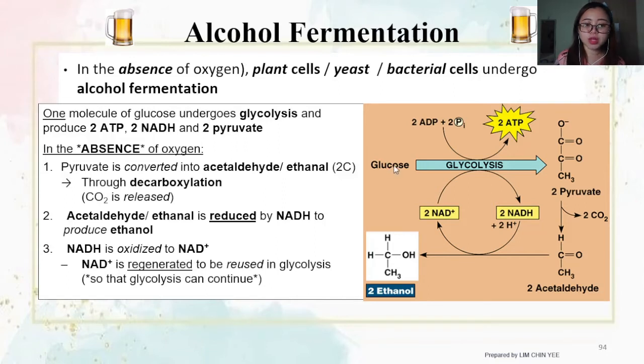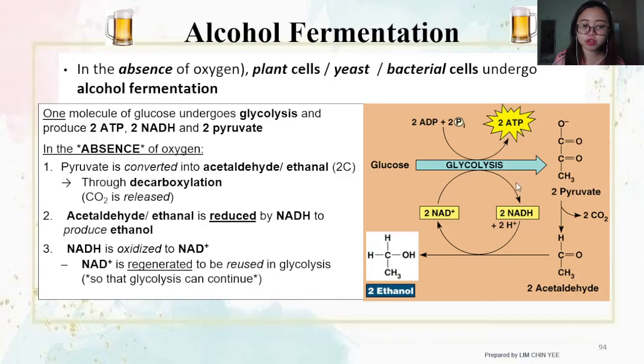1 molecule of glucose will undergo glycolysis and produce 2 molecules of ATP, 2 molecules of NADH, and then 2 molecules of pyruvate. So macam tadi, kita mula dengan glycolysis. Dalam alcohol fermentation juga, ATP dijana melalui glycolysis sahaja. Sekarang tiada oksigen, tiada ETC. Macam mana kita boleh ambil NADH ini, buang elektron dia supaya dia jadi balik NAD+, supaya kita boleh buat glycolysis yang seterusnya. Caranya, kita tukar pyruvate ini kepada sesuatu yang boleh terima elektron.